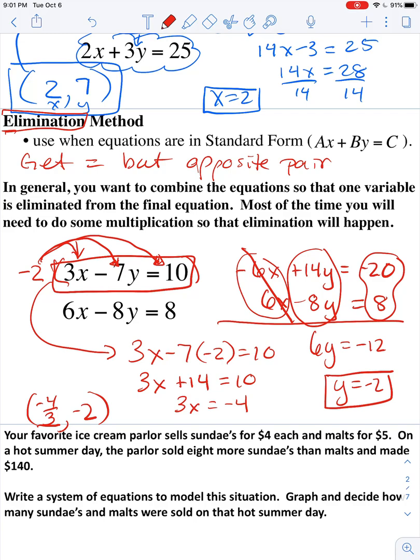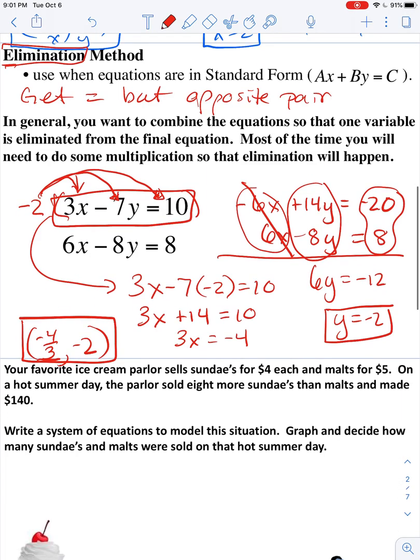And so that's why some of these other methods are kind of helpful. If I had graphed it, I probably wouldn't have been able to eyeball it and say, oh yeah, that's crossing at (-4/3, -2). I would have had to look really carefully.